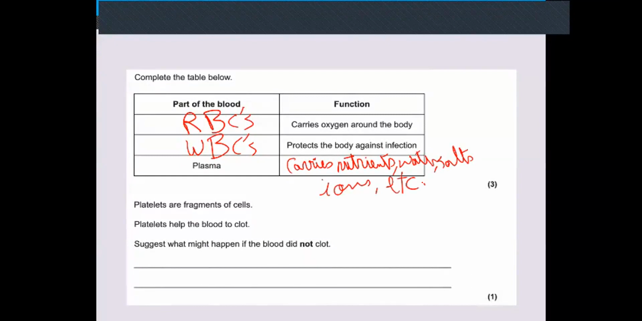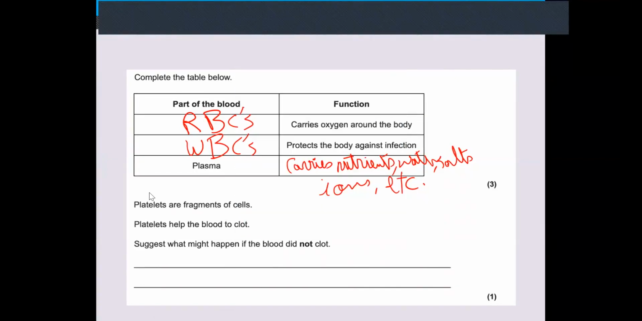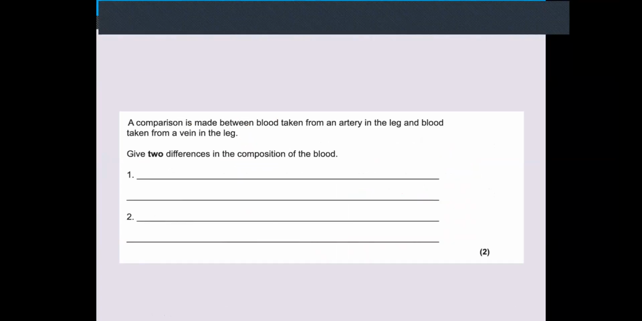Platelets are fragments of cells. Platelets help the blood to clot. Suggest what might happen if the blood did not clot, and this is a 1 mark answer. That's what I mentioned during the explanation. Exactly. Bleeding, or you might bleed for a long time. Or you might lose a lot of blood. This is okay. Another question.